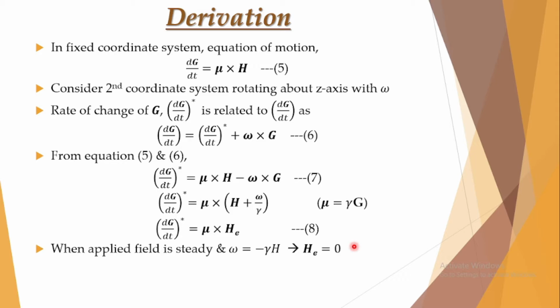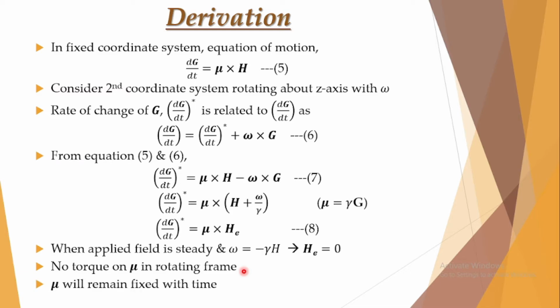So what is the significance of it? According to this, we can say that there is no torque acting on the magnetic moment mu in the rotating frame, which means that the magnetic moment mu will remain fixed with time in this system. So even if you consider the rotating frame, mu will not vary.